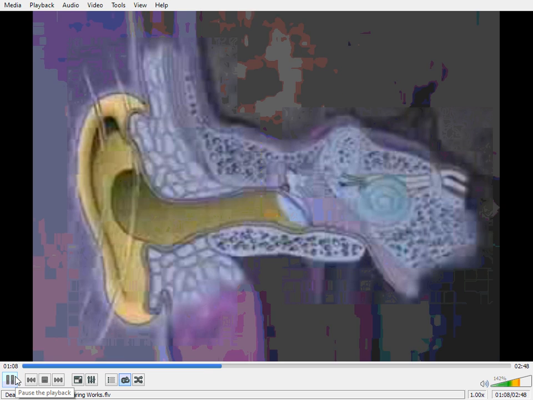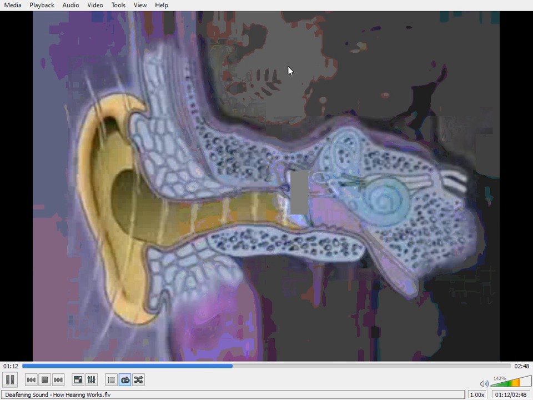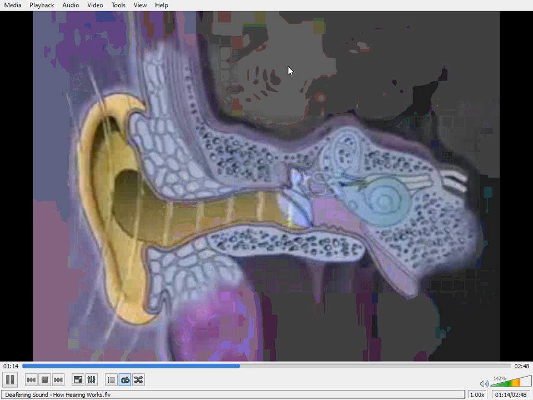Okay? So that's what you're seeing here: microscopic hair cells. And that information then gets fired to what's called the auditory nerve, going to the brain. Okay?